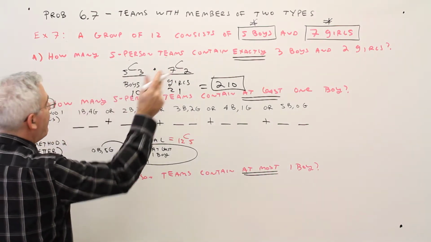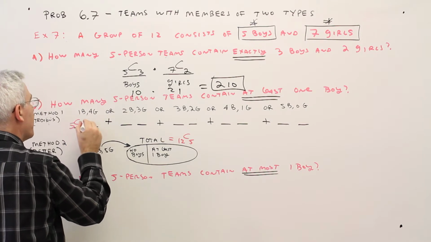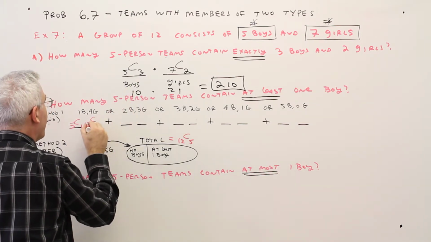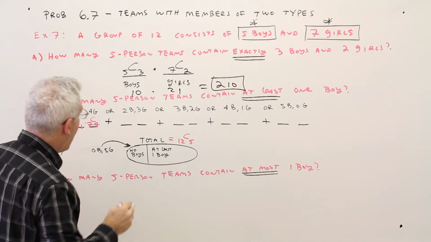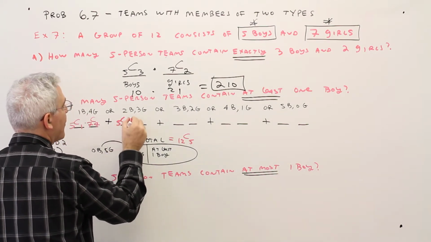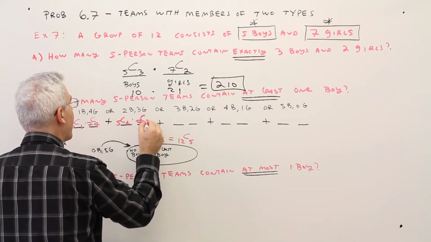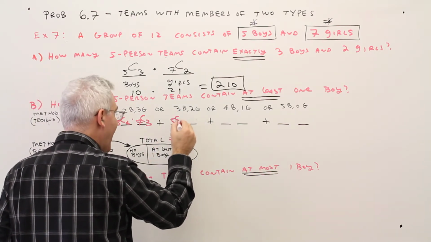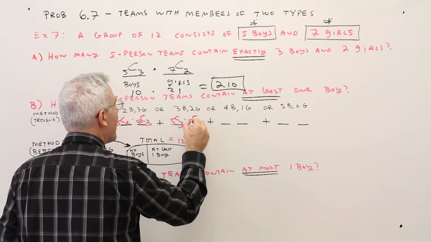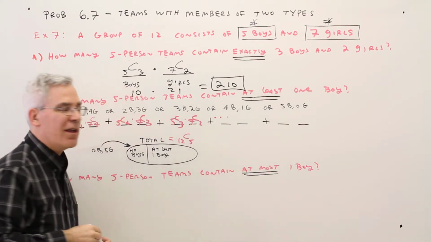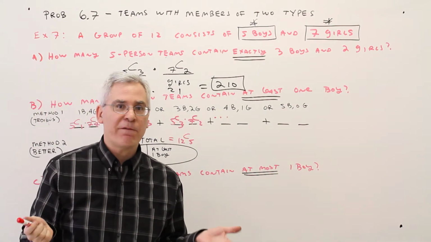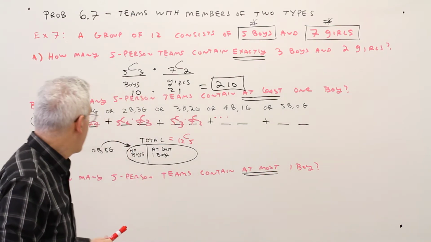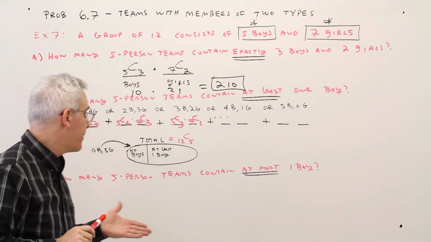So if you wanted to, you could say just like this. Out of the 5 boys, choose 1. Out of the 7 girls, choose 4. Add up. Out of the 5 boys, choose 2. Out of the 7 girls, choose 3. Add up. Out of the 5 boys, choose 3. Times the 7 girls, choose 2, etc., etc. I don't even want to finish the example. So let me show you the better way.